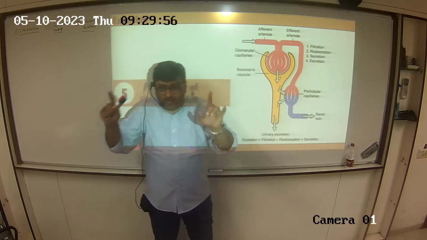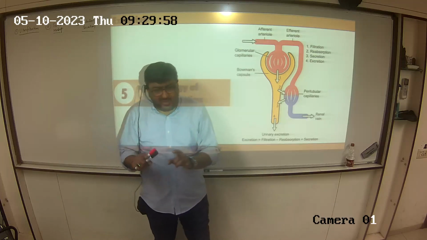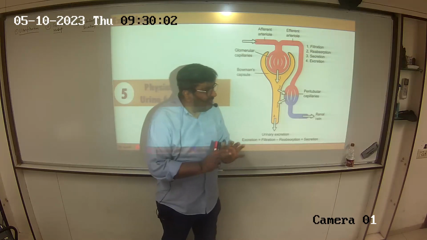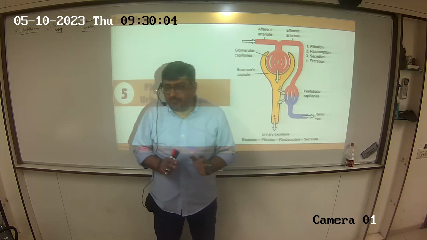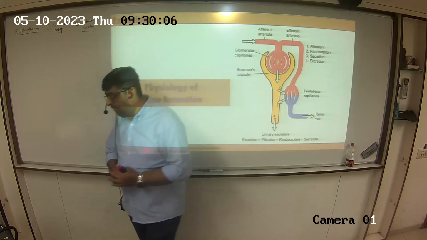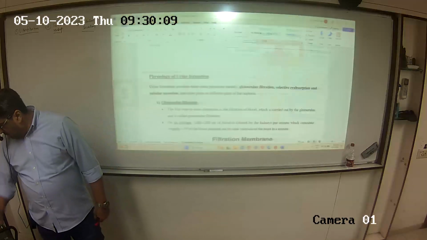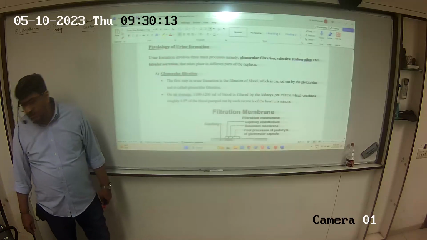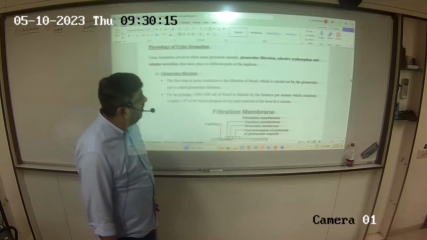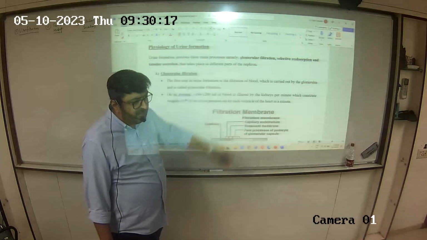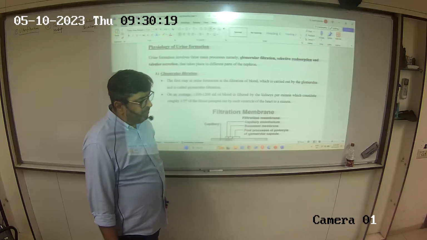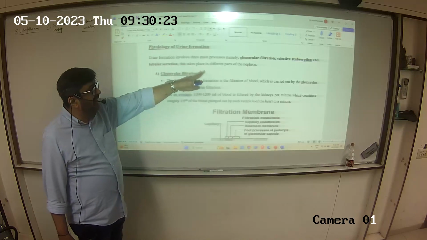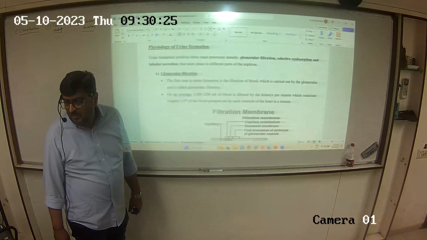So at least the outline is understood, what is the outline of this process, right? Now we can go into the basic mechanism, details of this mechanism. Okay, great. Urine formation involves 3 main processes, namely glomerular filtration, which is nothing but ultrafiltration, selective reabsorption, and tubular secretion that take place in different parts of the nephron.